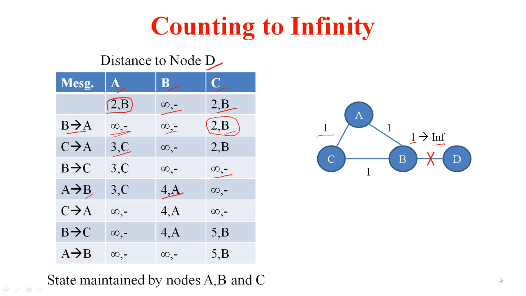No one really has a route to D, and each thinks there is a route via some other node. So this problem is called counting to infinity, because if you let this run, finally the cost is going to keep on increasing, reaching infinity. Imagine what happens to the poor packets that come to the routers when this is happening at the routers.